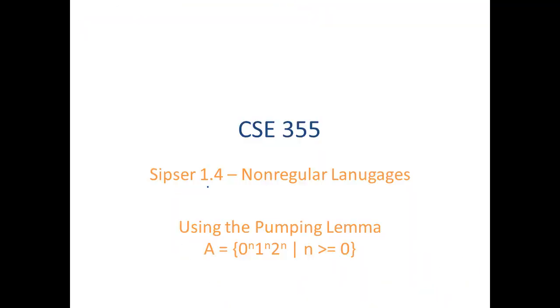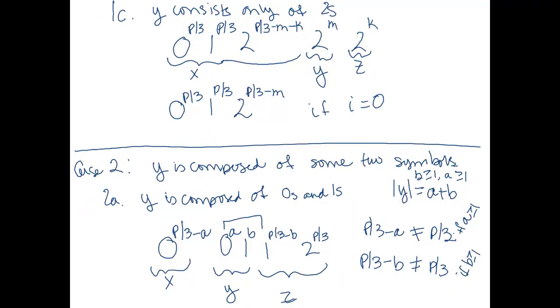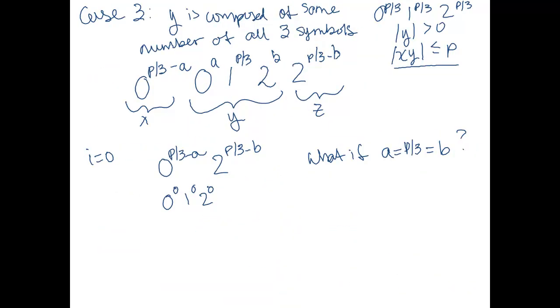What was our definition? 0 to the n, 1 to the n, 2 to the n, such that n is greater than or equal to 0. Okay, that means I could have no zeros, no ones, no twos. I could have the empty string. The empty string is an element of this language. That's what I have here. This is the empty string. That means this is an element of A. Okay? So this means I have not succeeded in pumping this out of the language. Okay? So we need to take a different approach.